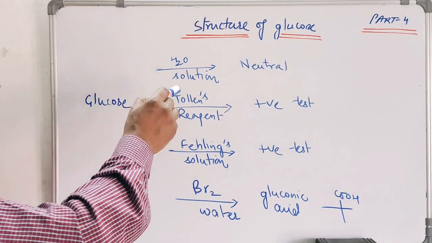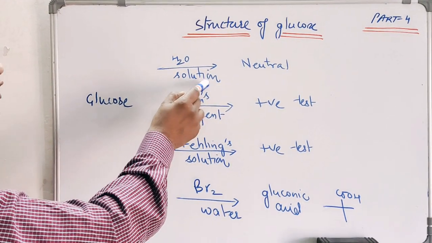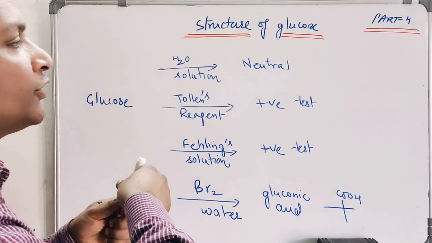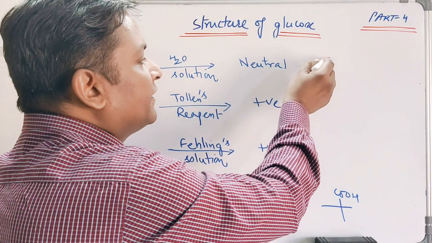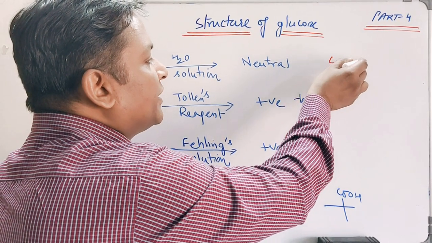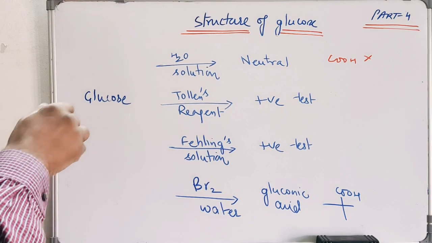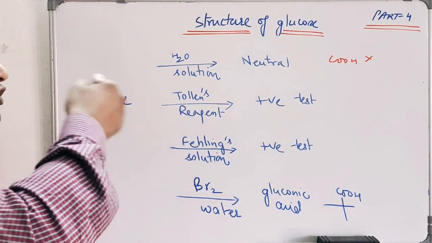When glucose solution was made in water and the solution was found to be neutral, it indicates that glucose must not be containing any acidic group. It means an acidic group must be absent in the glucose structure, because when we take the water solution, it was found to be neutral.